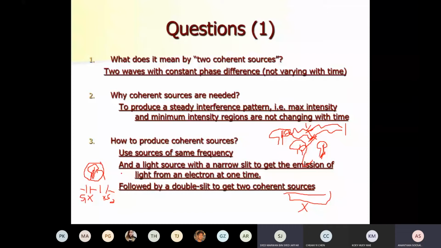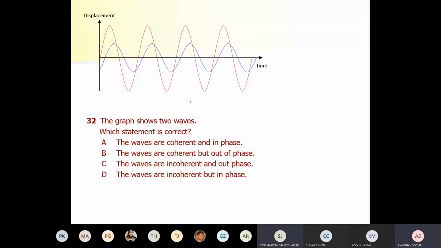Okay, so let's read. What's the answer for this? The two graphs above, are they coherent? The red and the blue, the two waves, are they coherent? The waves are coherent, or the waves are incoherent. What is the best answer? B. B, yes, it's coherent.